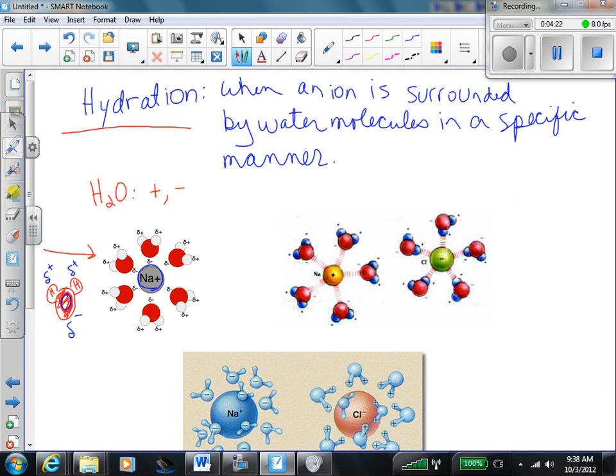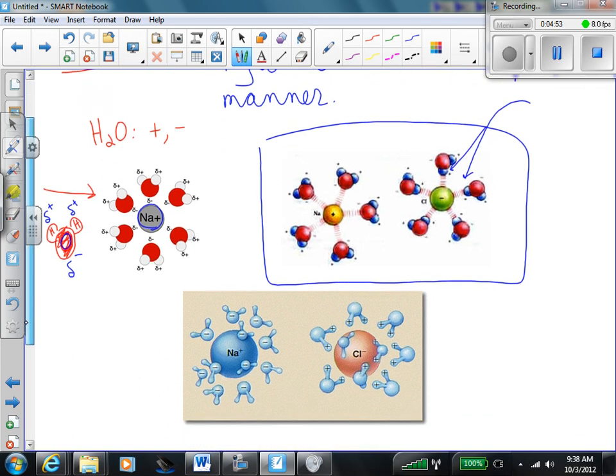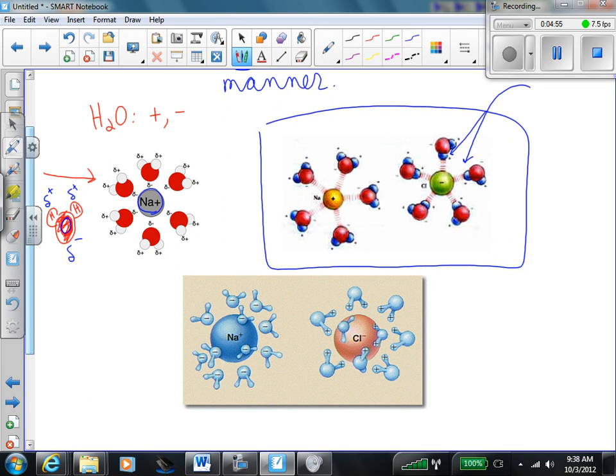I've got three different images here. The image on the top right that I've just put a square around is an image of sodium showing the negative water side attracted to the positive sodium ion. And on the right of the square is a chlorine. The green circle is a chlorine ion, which has a negative charge. So you'll see the positive ends of the water molecules are attracted to the negative chlorine. Down at the bottom here, I just have another image of the chlorine and the sodium showing you yet another image of hydration.